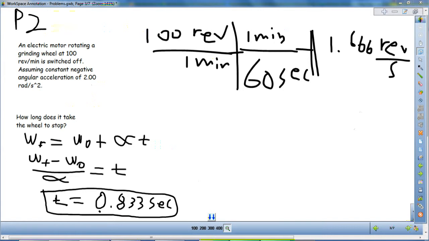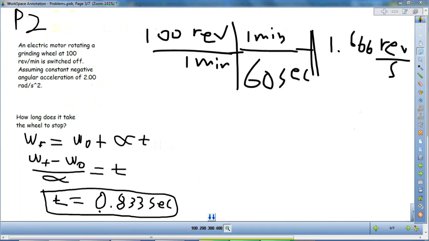Now, the second problem is an electric motor rotates a grinding wheel at 100 revolutions per minute. It is switched off, assuming constant negative angular acceleration of 2 radians per second squared. How long does it take the wheel to stop?